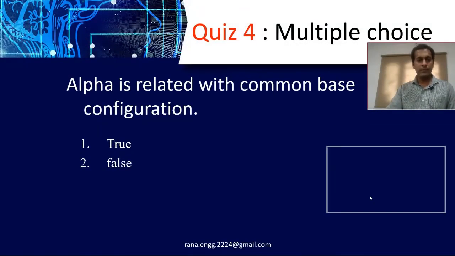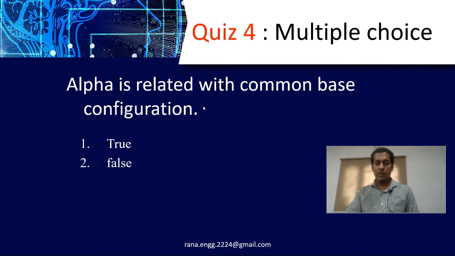The next question. Alpha is related with common base configuration. Is it true or false? So far we have alpha and beta. There is also gamma. Alpha, beta and gamma, these three terms are related to three configurations. We have three configurations: common emitter, common base and common collector. Your time starts now. Common emitter, common base and common collector, and alpha, beta and gamma are related with them. What is alpha? Is it related with common base configuration?